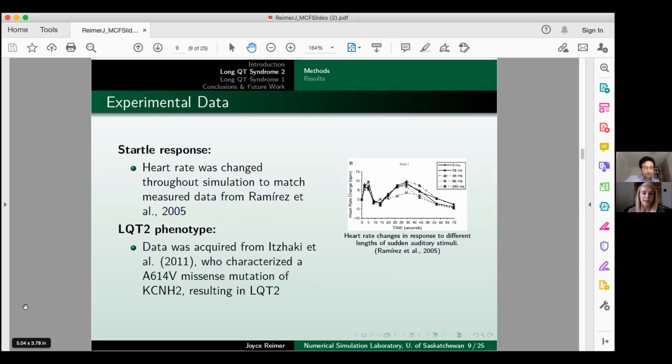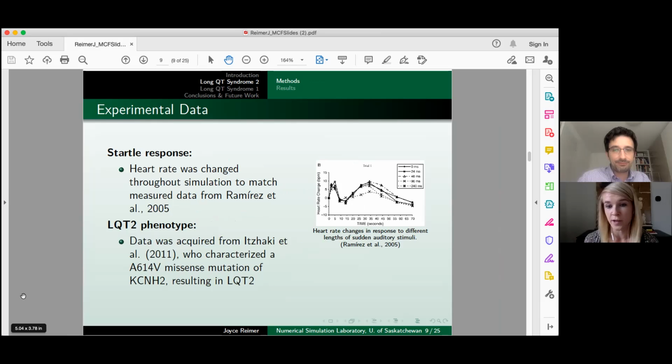We wanted to also represent a realistic startle response as the trigger. So to do this, we looked at data that was acquired from Ramirez et al. in 2005. You can see the plot on the right are the heart rate changes of individuals undergoing a startle response in response to sudden auditory stimuli. So we used this changing heart rate to apply a piecewise function to the pacing of the cells in our simulation, so that it was changing frequencies over time rather than having a constant frequency, as you normally would in a cardiac simulation.